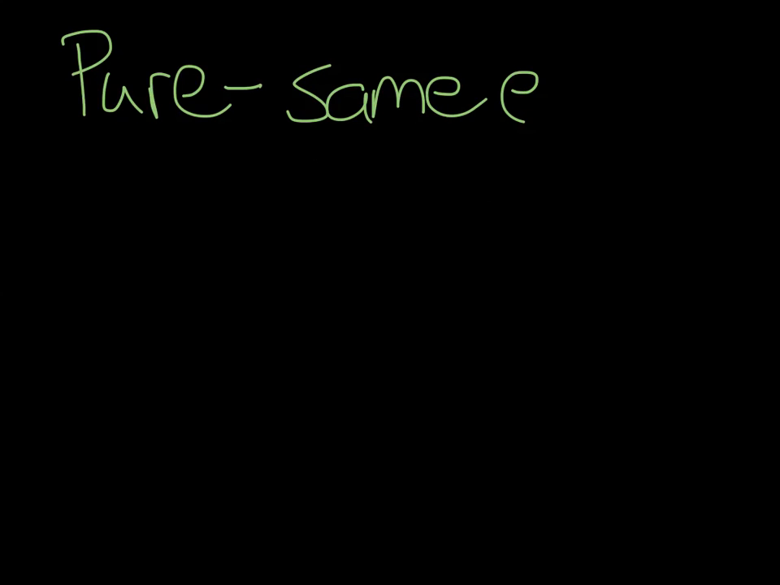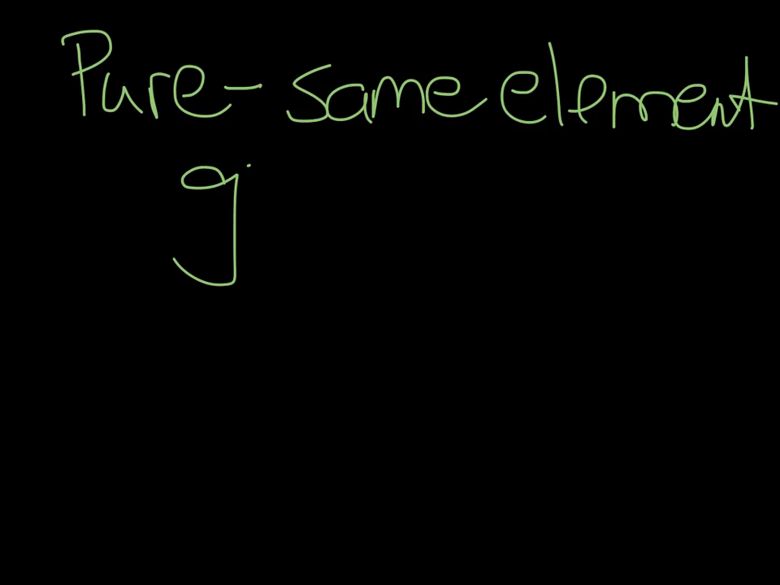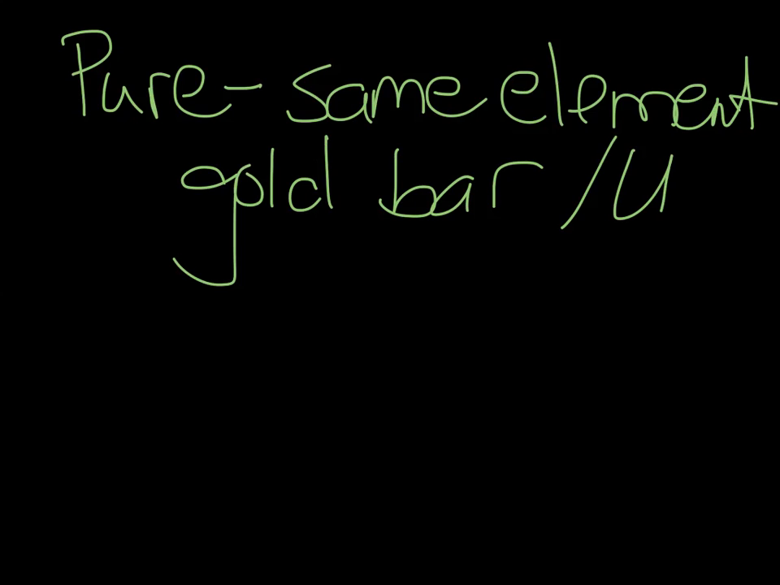Now, everything in our world is made up of matter, right? Now, it can be pure or it can be a mixed substance. Remember, a pure substance is just that. It's pure. It is all the same element. So it's all of one type of element. An example of this is something like a gold bar. It's all Au. So it's all that element Au in a gold bar.